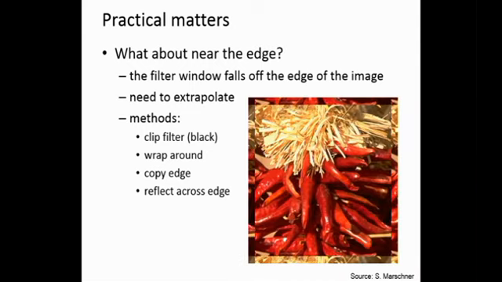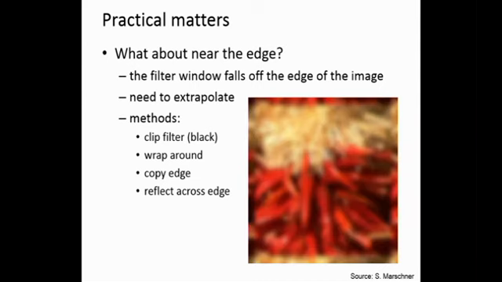Another one is wrapping around, and I think this would make sense if your image is not a normal scene, but some map or something that's actually a projection of a sphere onto your image. This is something that's available in MATLAB, but you basically copy the bottom onto the top and the top onto the bottom, left and right, and then smooth, and then clip.